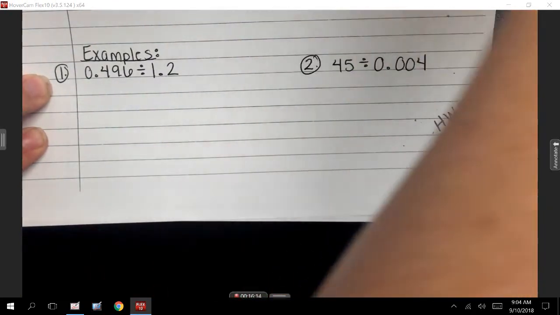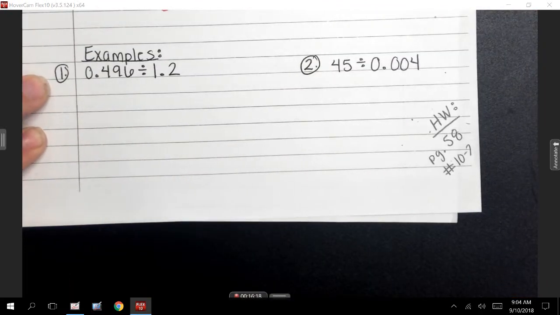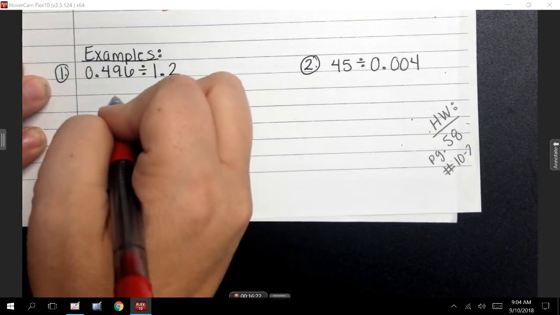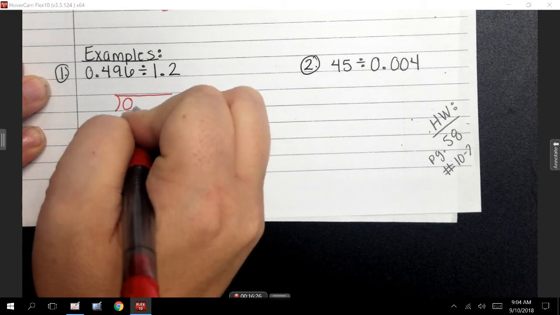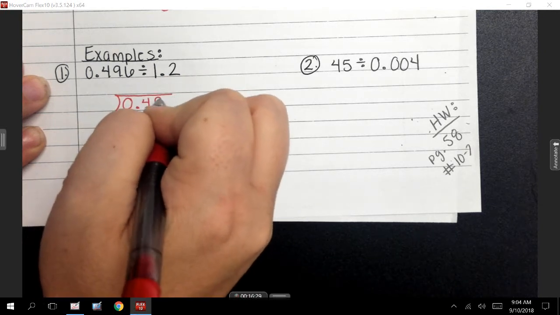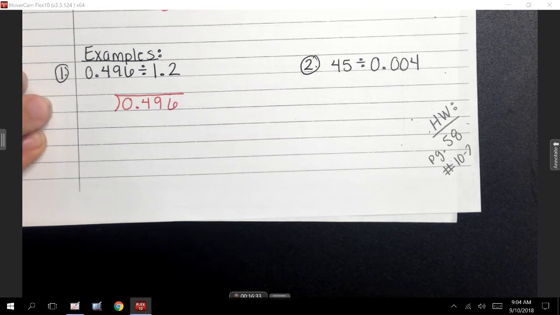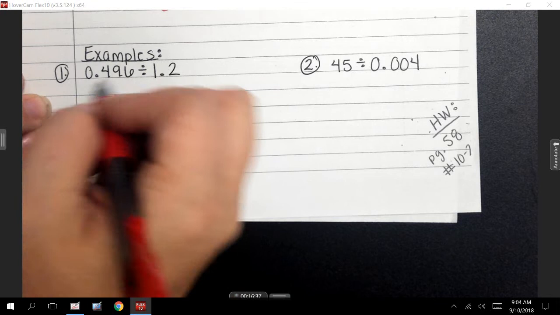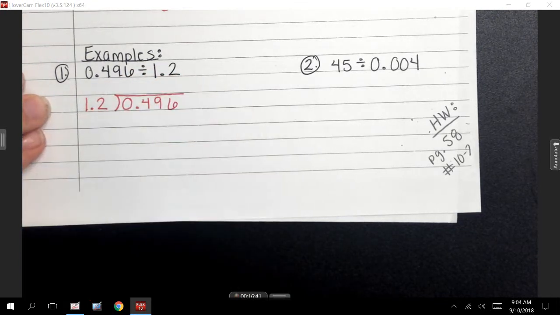All right, we only have 2 examples that we're going to do together today before you get started on your homework, all right? So, on number 1, remember the number that comes first is the one that goes in the house. So, I'm going to put 0.496. Remember that spacing out technique? Could that be beneficial here to space your numbers out a little extra, to make sure it's lining up? Absolutely. All right, and then my 1.2 is the one that's shut outside the door.